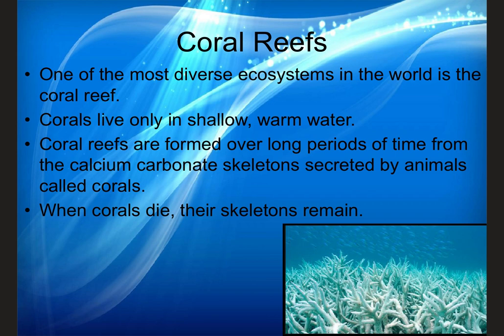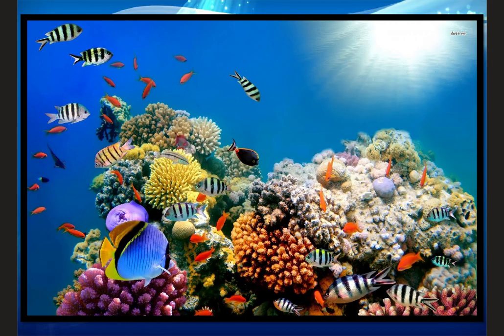Now let's look at some different ecosystems that make up our oceans. So the first one we're gonna look at is coral reefs. These are the most diverse ecosystems in the world. Coral live in shallow, warm water, again, has to have sunlight. So coral reefs are formed over long periods of time from calcium carbonate skeletons secreted by animals called coral. When the coral die, their skeletons remain, and new coral build on top of the remains of the old coral. And here's just a vibrant picture of a coral reef.